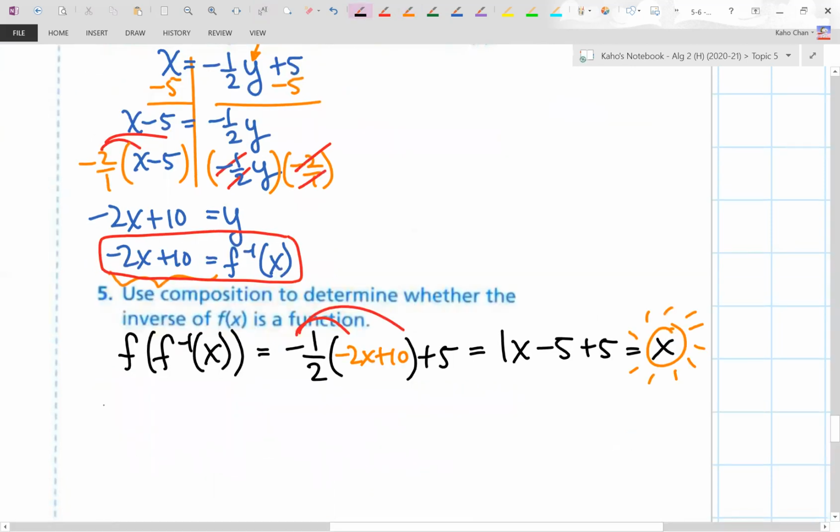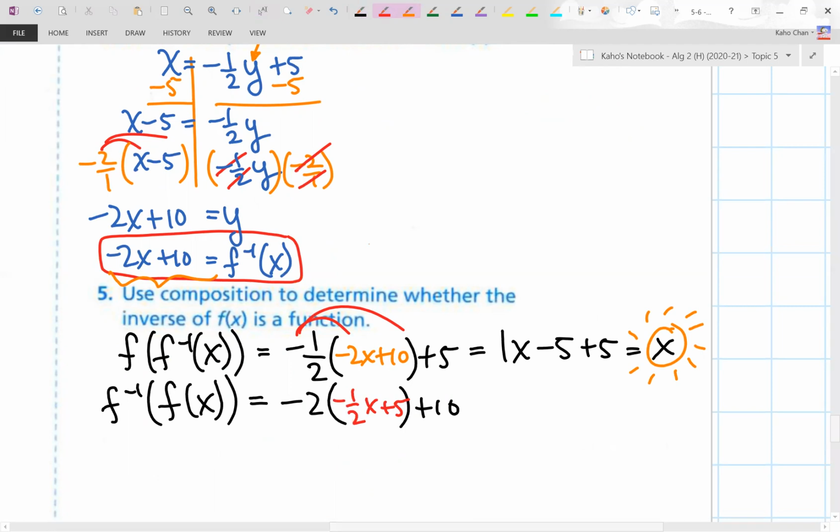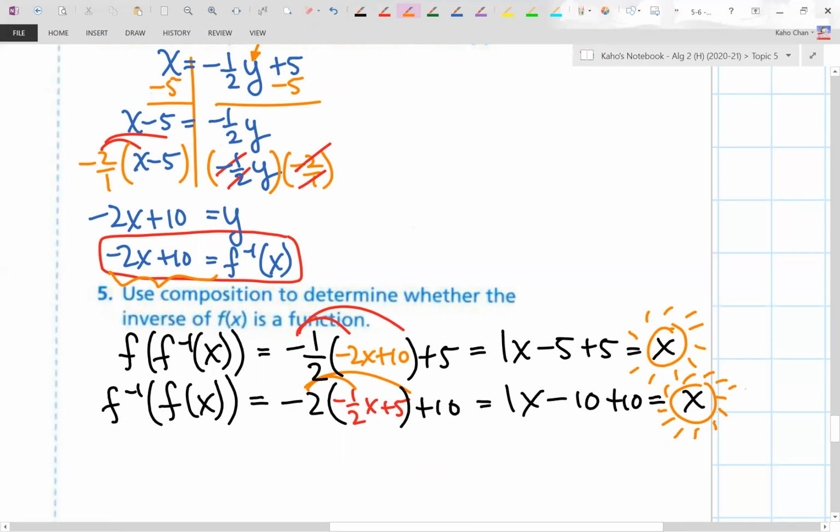And let's do the inverse. This is just extra work, by the way. This time my inverse is the turkey, negative 2x plus 10. We're going to stuff it with the original function, negative 1/2 x plus 5. Go ahead and distribute the negative 2. And I get, in this case, 1x again. In this case, minus 10 plus 10. That gives me x again. And we know that this would work. So there's my process of proving that these are inverses of one another.